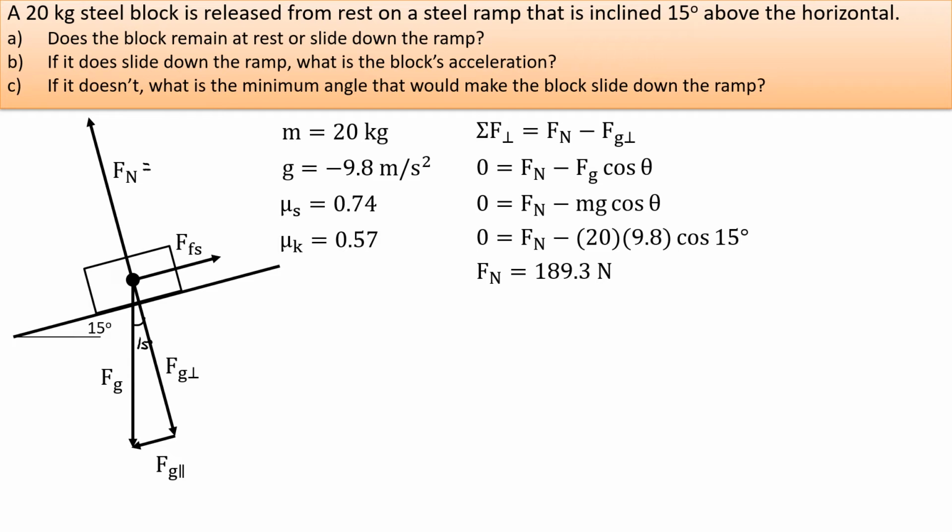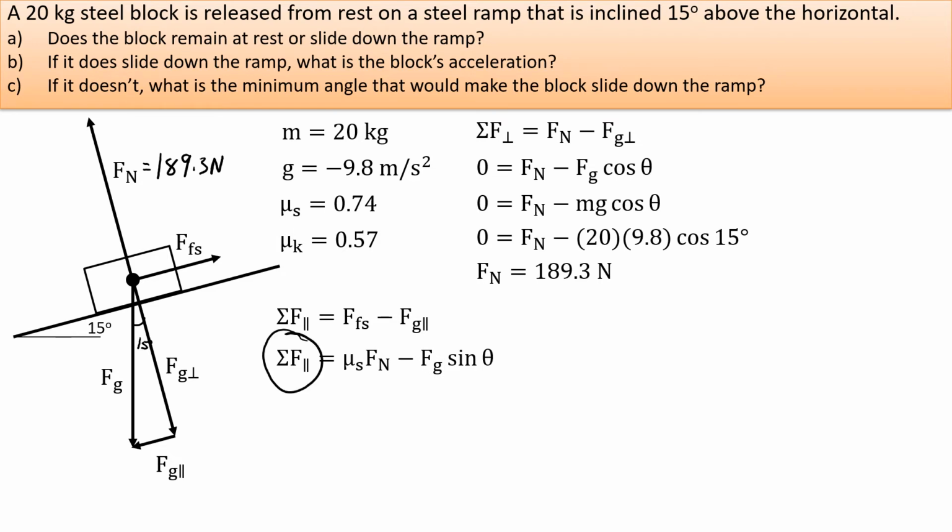So we know this is 189.3 newtons now. That'll help us determine what the frictional force is when we do the net force in the parallel direction. So the net force in the parallel direction is the frictional force minus the parallel component of the weight. Again, we don't know what's happening on the net force side of things, so we have to leave this as the net force because we're not sure yet. But we could calculate both of these things and get numbers for each one.